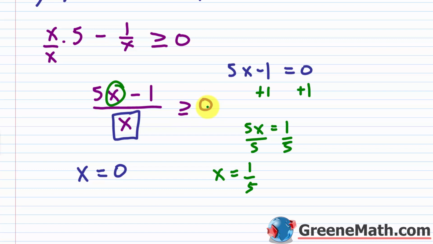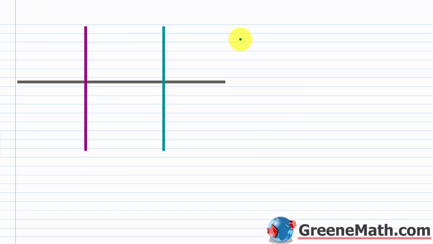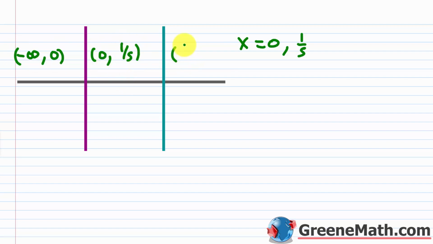Now, what we want to do is take these two numbers. So we have x equals 0 and then 1/5. And we want to kind of think about this. Again, you've got to test values in the intervals that you create with this. So one interval is going to be from negative infinity up to but not including 0. The other interval is going to be between 0 and 1/5. And then the other interval is going to be greater than 1/5 out to positive infinity. Okay, so those are the intervals.